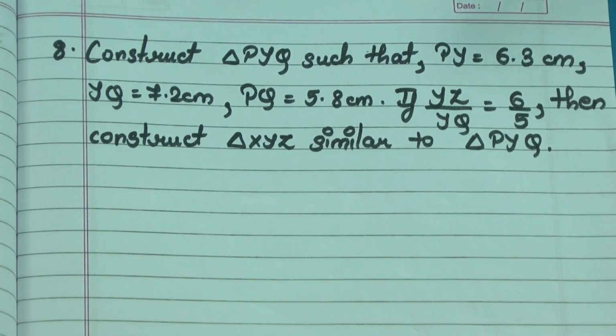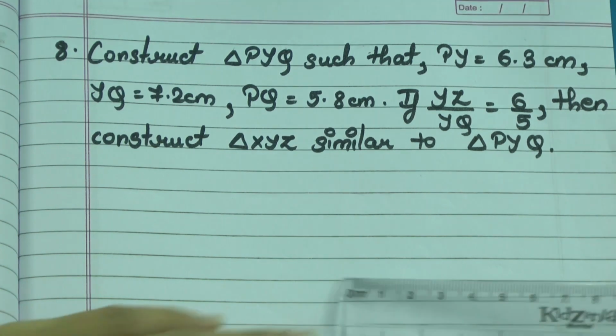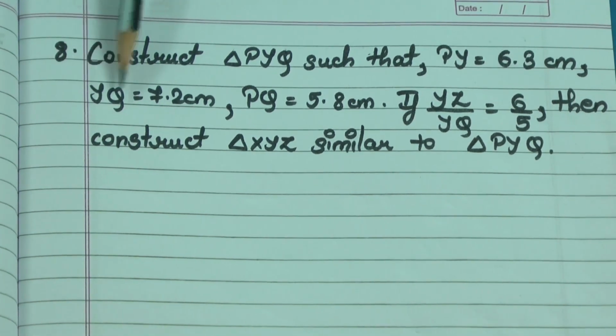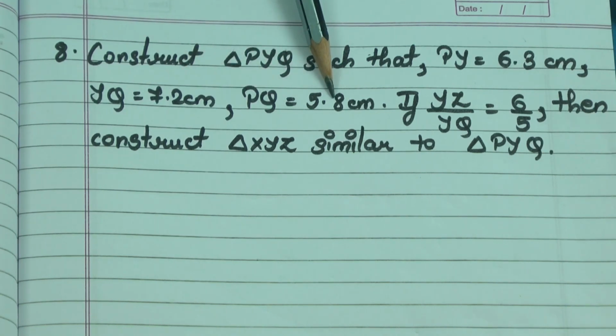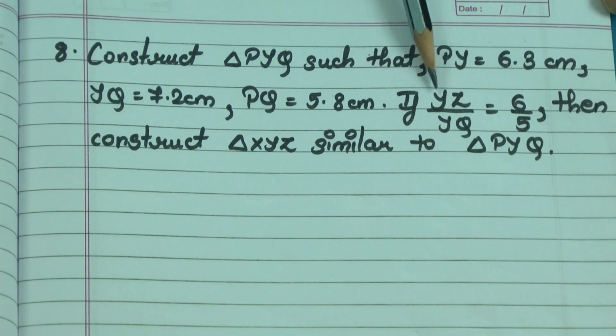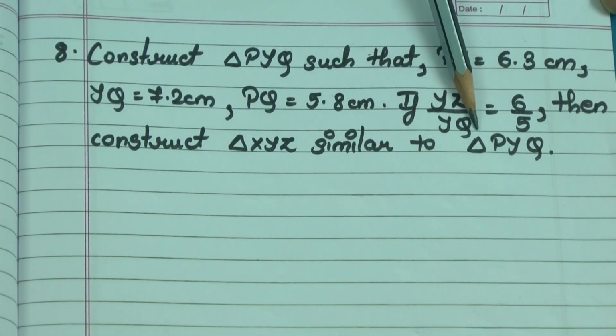Children, here we have question number 8, that is the last question of your problem set. We want to construct triangle PYQ such that PY is 6.3 and YQ is 7.2, PQ is 5.8, and if YZ upon YQ is equal to 6 upon 5, then construct the triangle XYZ similar to triangle PYQ.